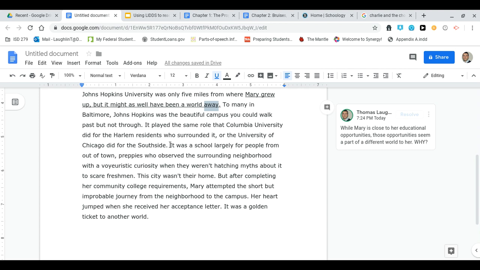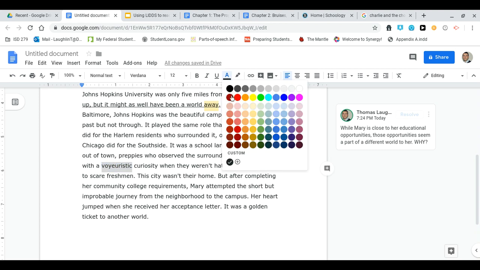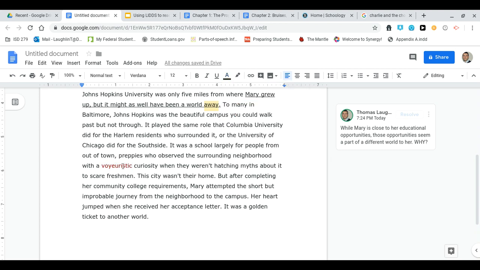And Moore makes that point right here. It was a school largely for people from out of town, preppies who observed the surrounding neighborhood with a voyeuristic curiosity. Now, I'm going to change the color of that word because that's a word we need to know. It has a few different definitions, but the definition here is that it's basically the practice of taking pleasure in observing something that's private, sordid, or scandalous. So it's a negative adjective. Okay, these people are curious, but it has a negative connotation.